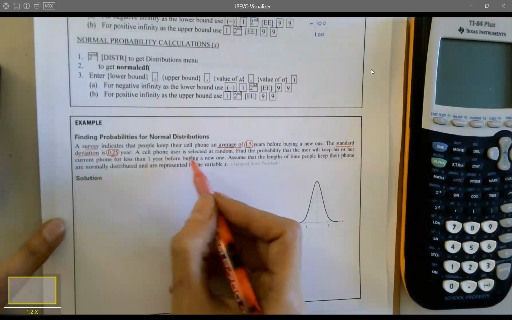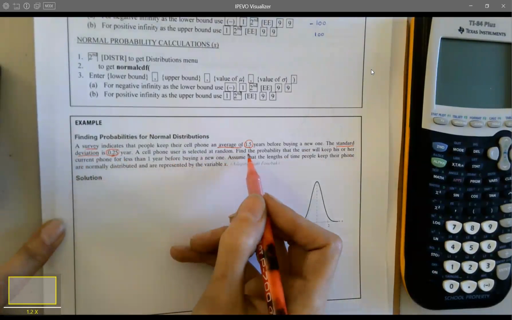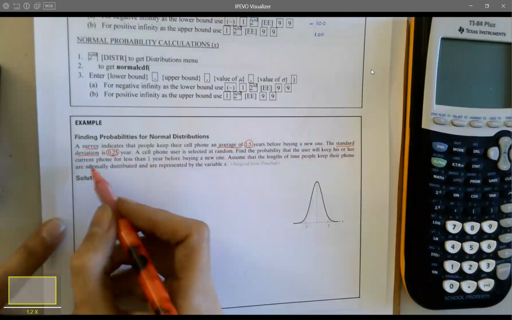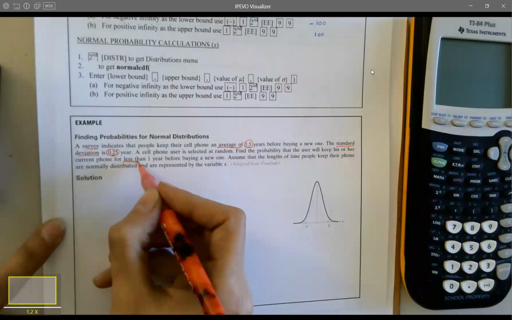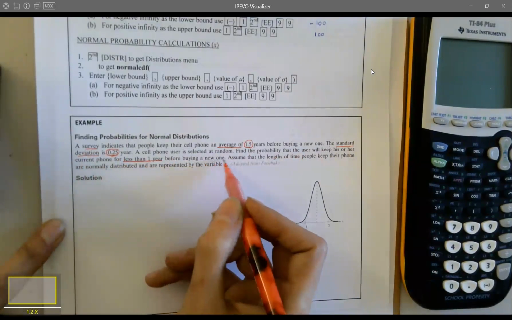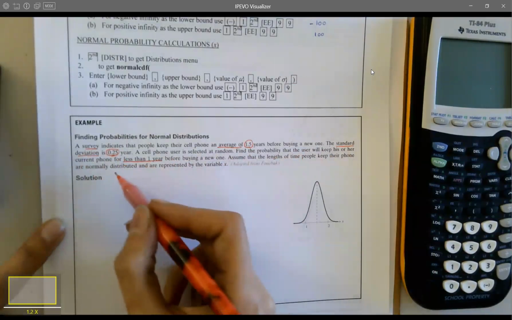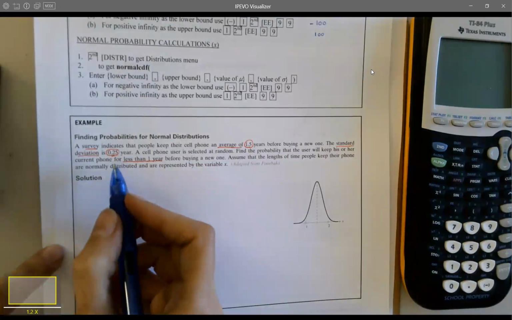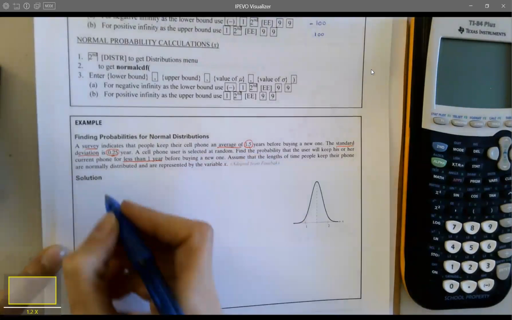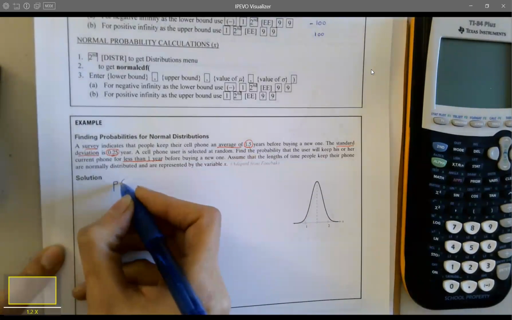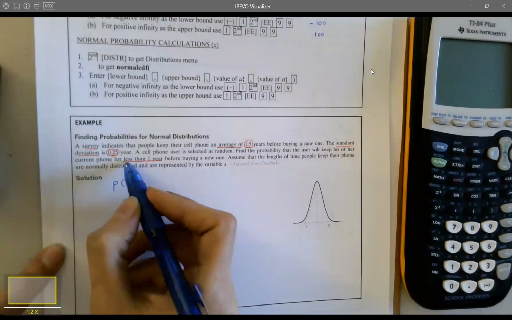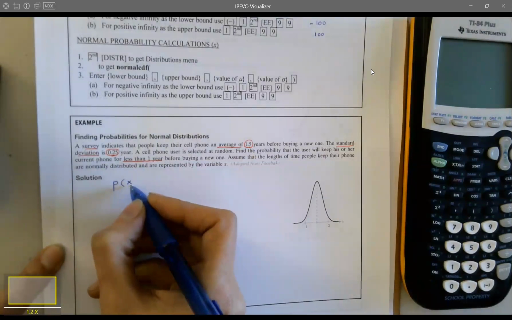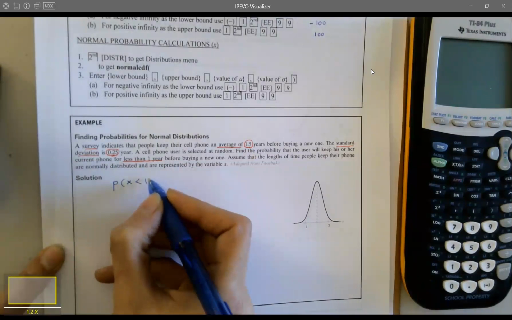Well, a cell phone user is selected at random. Find the probability that the user will keep his or her current phone for less than 1 year before buying a new one, and assume that you have a normal distribution. So what are we looking for? We're looking for the probability that our X is less than 1 year. The continuous random variable is less than 1 year.